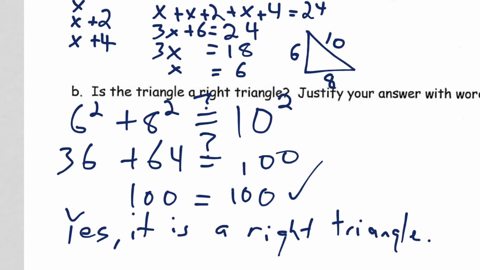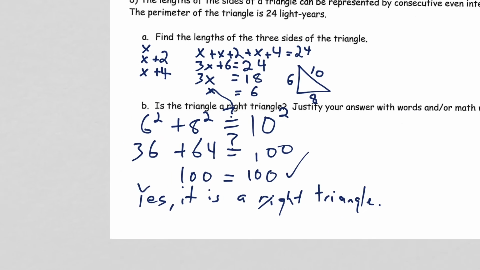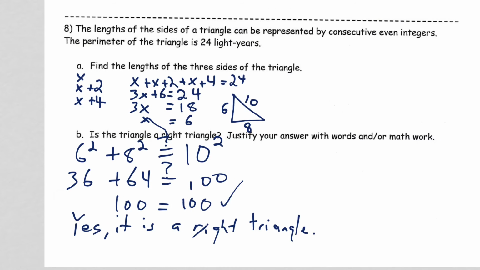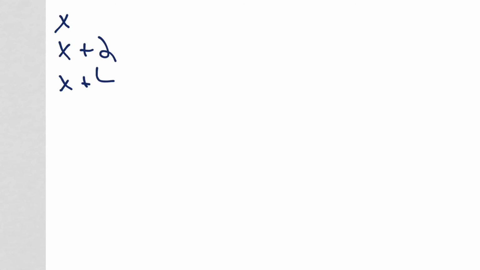I want to take a look at this last one in one more way, as if the question were slightly different. So suppose we didn't know that the perimeter was 24 light years, but we did know that it was a right triangle. So suppose we know they're consecutive even integers. So we know that we have x and x plus 2 and x plus 4. And we're told that it's a right triangle, and we have to find the lengths of the sides.